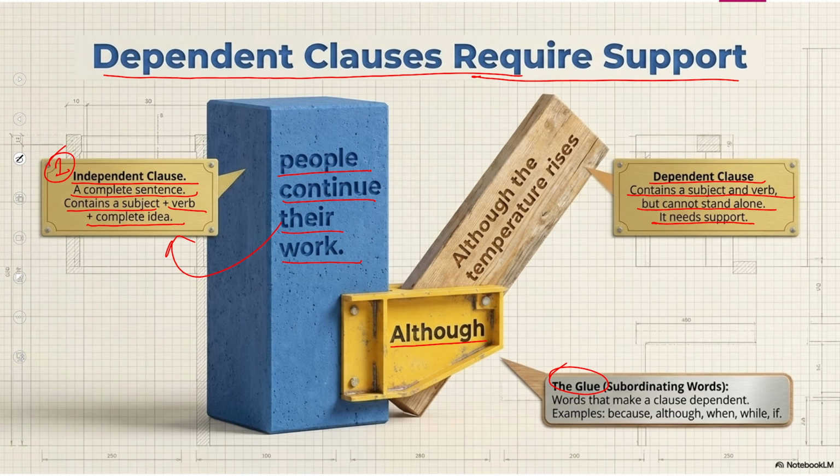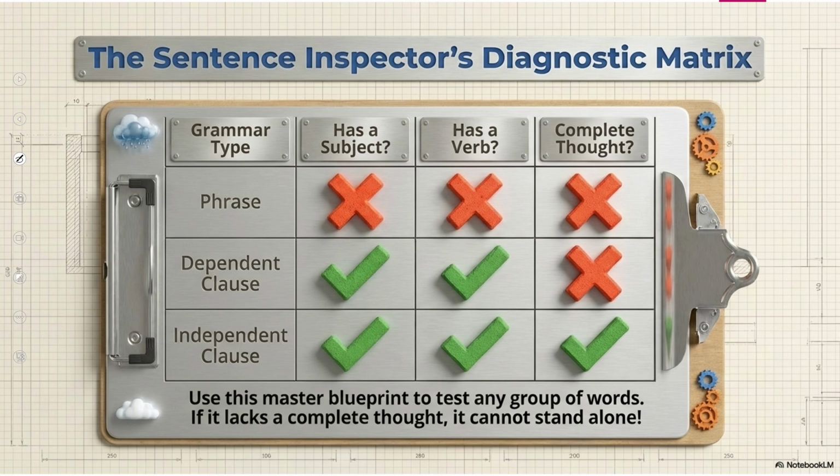So, people continue their work although the temperature rises. So we can say that these are called subordinating words, which combine the dependent clause with the independent clause. Words that make a clause dependent. Examples: because, although, when, while, if. These are called what? These are called subordinating words or subordinating conjunctions.